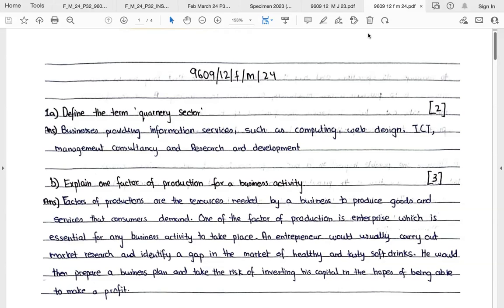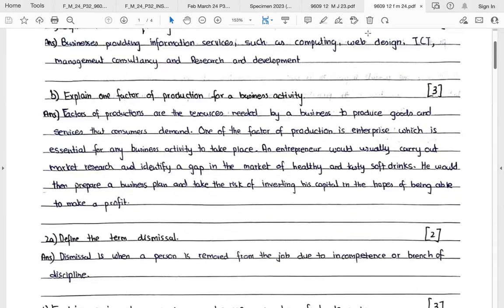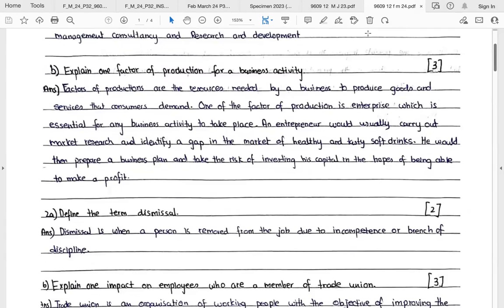Okay. If I would have written this definition, I would have started: quaternary sector is the fourth sector of the economy that is knowledge based. Then in the example I would have written the information services such as computer, web designs, ICT. You will score 1 out of 2 in this, but this definition was difficult, no problem with that. Explain one factor of production of a business activity.